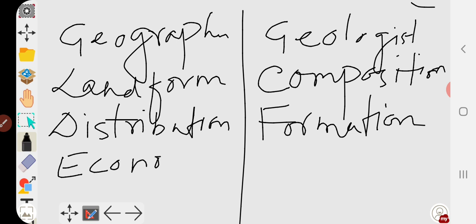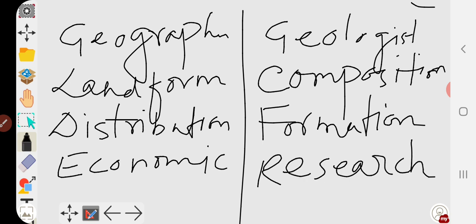Geographers help to lead with the economic activities, because they study the distribution. And geologists study the formation, so they lead to research work. So this is the basic difference between geographers and geologists. They study how the minerals are there in the landforms, how they are formed, where they are distributed, and what is their composition. Economic development is under the aspect of geographers, and research under the aspect of geologists.